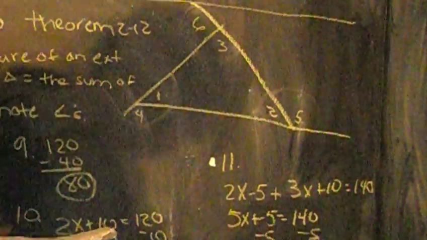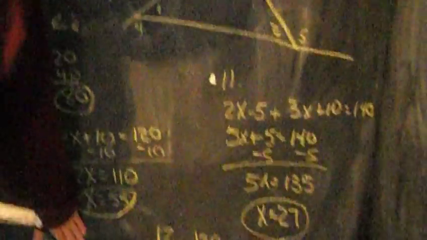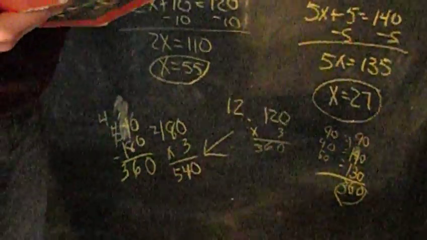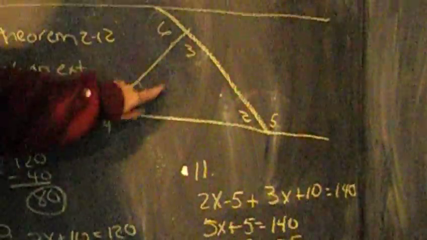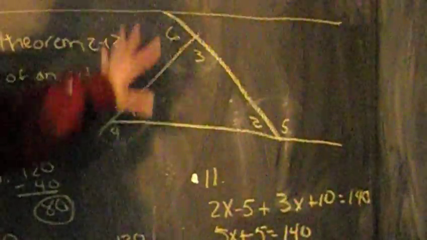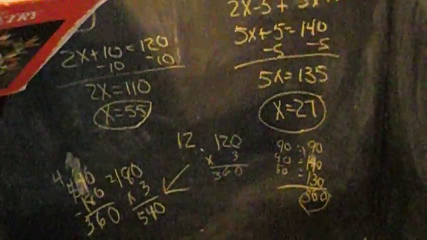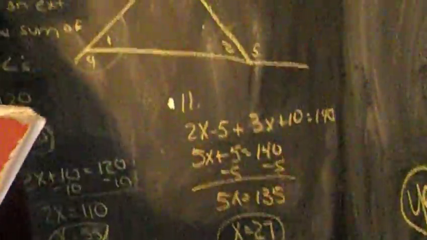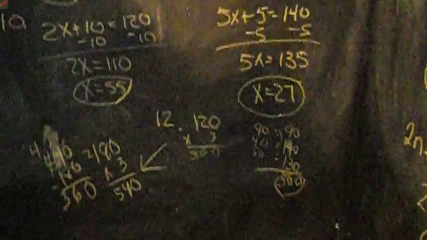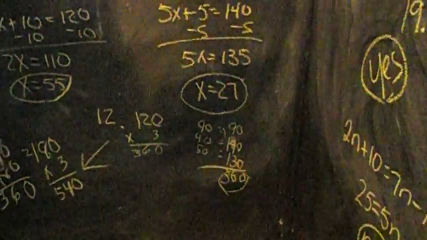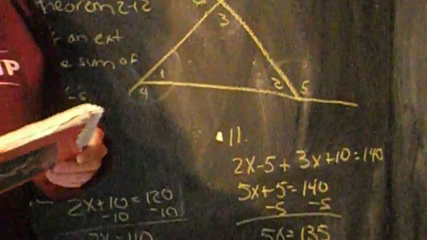So if I multiply 180 times 3, I get 540. So now I have 540, but I know these three angles added together equal 180. So if I have the whole 540, I subtract 180, I'm going to get these exterior angles added together are going to equal 360. Okay, so anytime you have a triangle, the exterior angles added together will be 360.